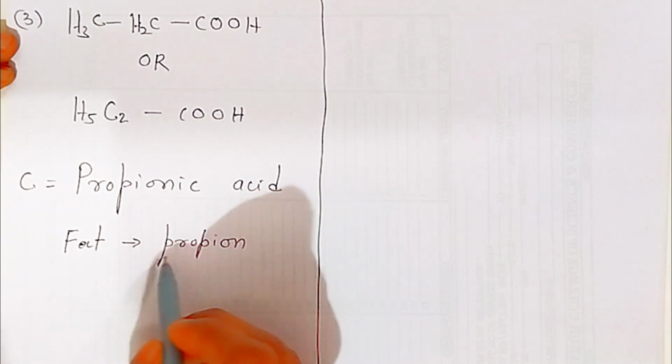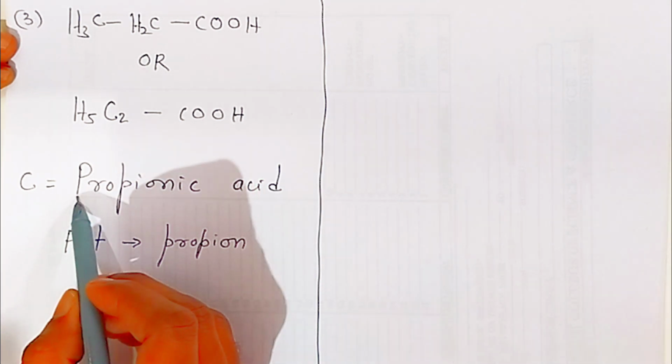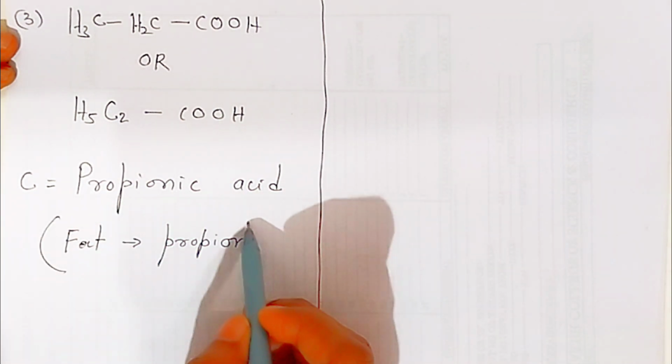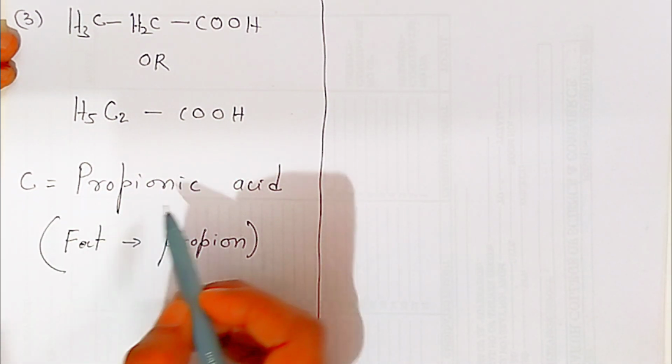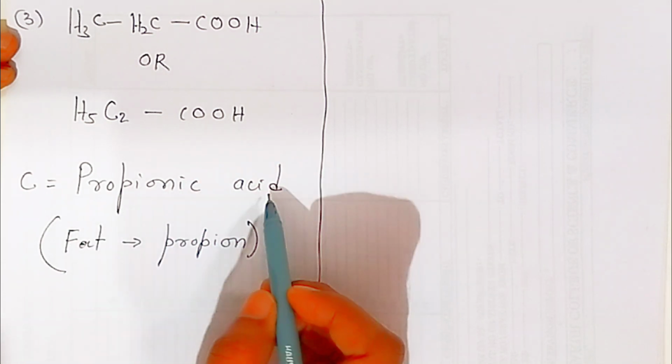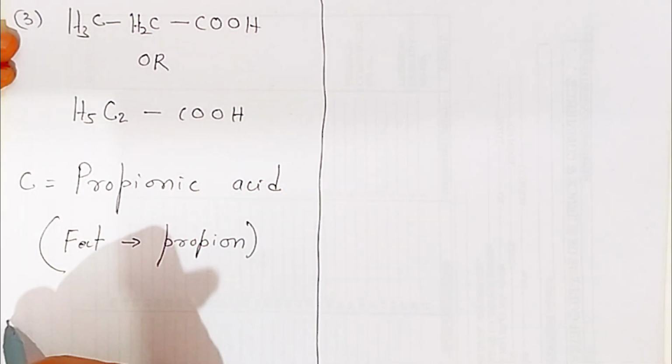This word is coming from propion. So that is why it is called propionic acid. Understanding students? It is the first fat, which is solid in state. So it is called propionic acid. Understanding students? So now what will be the IUPAC name, students?